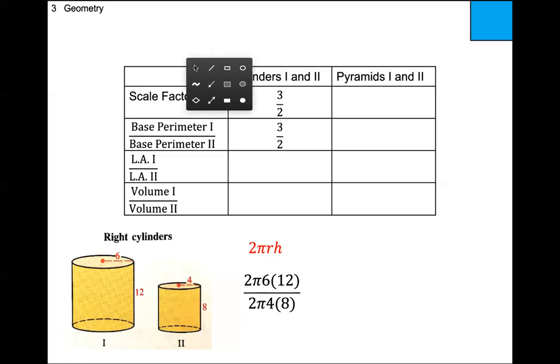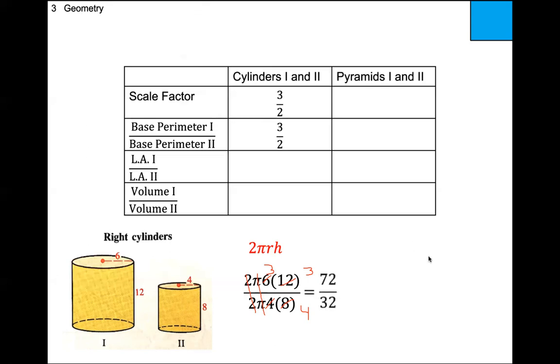As previously, look, a whole bunch of things canceled. The 2's cancel, the pi's cancel. We do some cross canceling here. 4 goes into 12 3 times, so the 4's cancel. 2 goes into 6 3 times, and 2 goes into 8 4 times. So we get 3 times 3 is 9. We get 9 over 4. Hey, that's not 3 over 2, is it? We got 9 over 4.